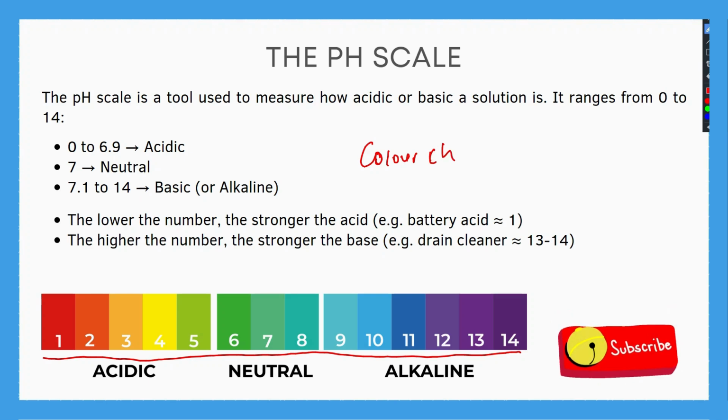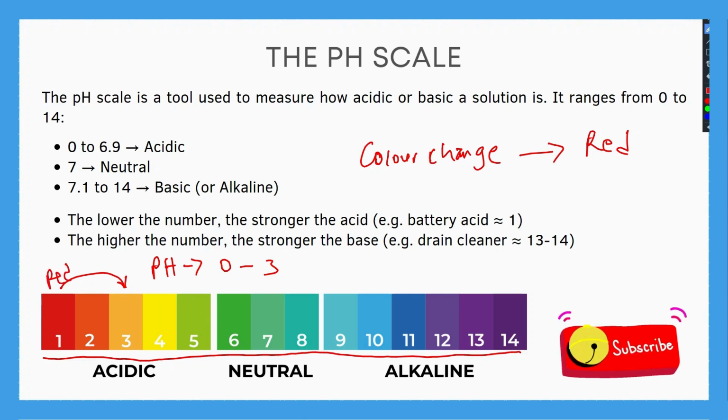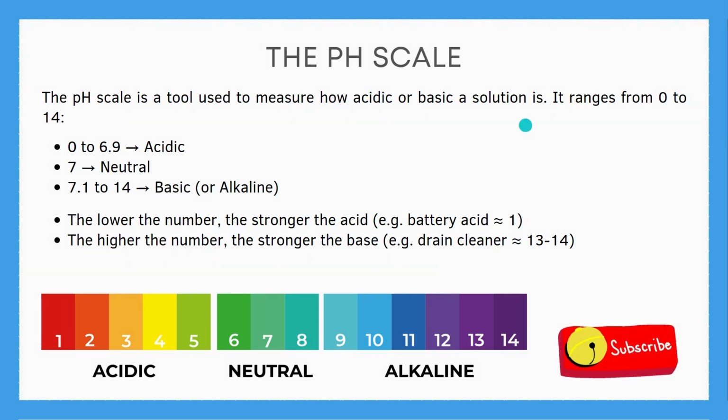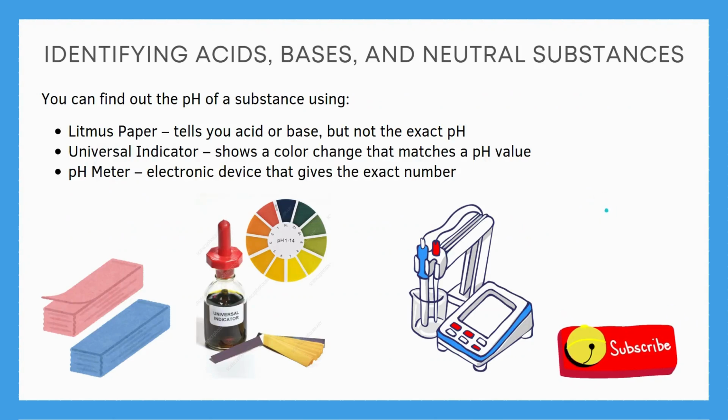For instance, if you place the universal indicator in an acid and it gives the color change red, you can see the color red is between 1 and 3, which tells you that the pH of that substance will be between 0 to 3 and the color is red. So that's how the universal indicator works basically. It works by revealing a color change that tells you the range in which the pH level of a substance will be found.